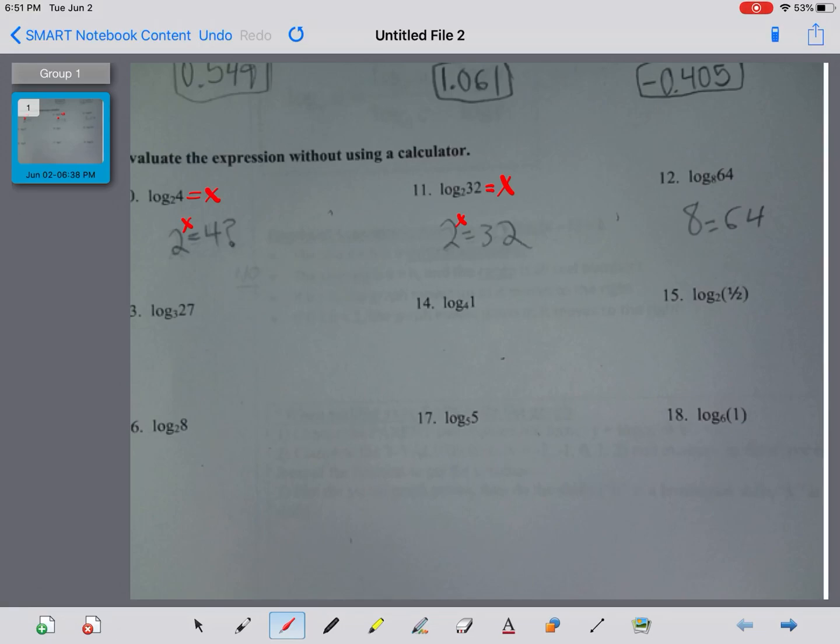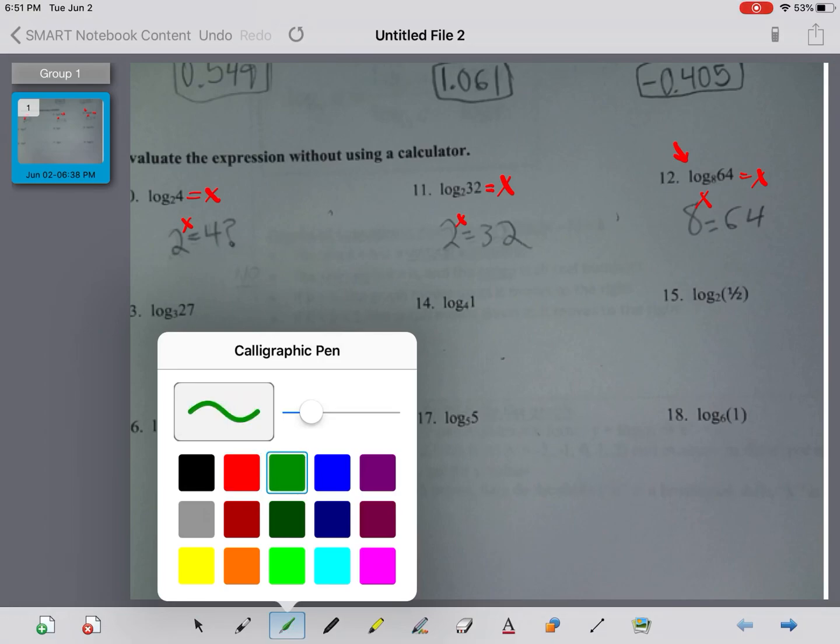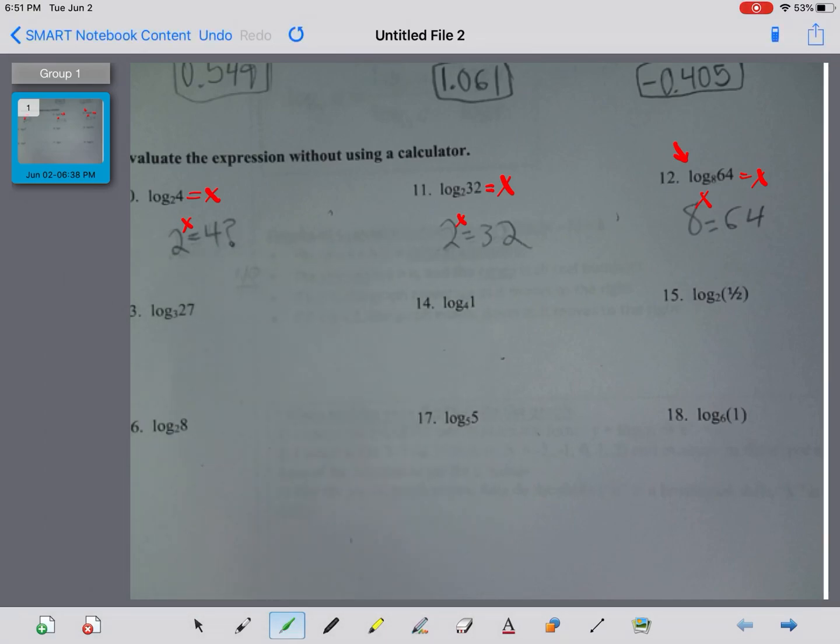Number 12, let me reread this from the start in log form. Log base 8 of 64 equals what? Now when you change this into our normal notation, that would be 8 to the what equals 64. Well, that one rings a bell. Yeah, I don't need a calculator. I know that 8 to the 2 equals 64. So to evaluate the solution, my answer is 2.